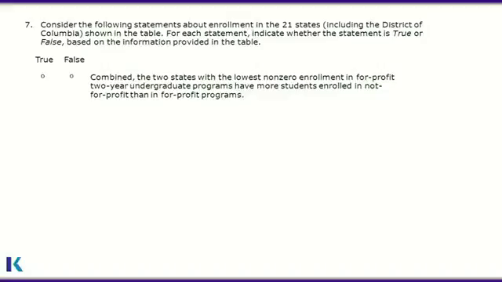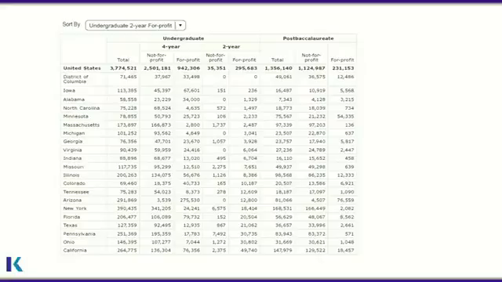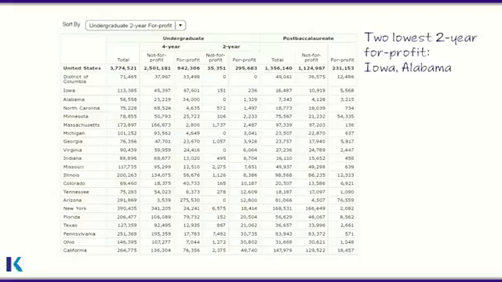Notice the keyword combined in the next part of this question. Combined means that you'll find more than one number and add them together. You're looking for the two states with the lowest non-zero enrollment in for-profit 2-year undergraduate colleges. First, sort the table by for-profit 2-year undergraduate colleges. The two lowest non-zero enrollment states are Iowa and Alabama. Now that you've identified the two relevant states, determine what the question is asking. Do these states have more students enrolled in not-for-profit than in for-profit programs?